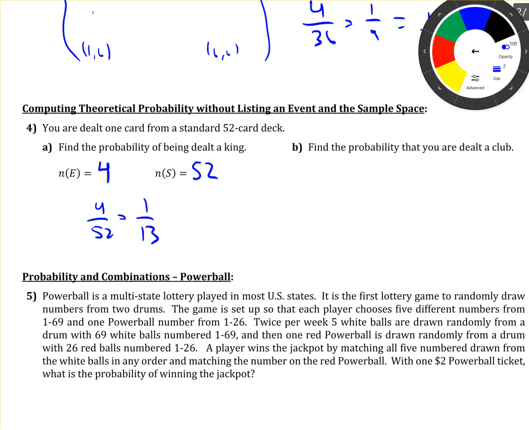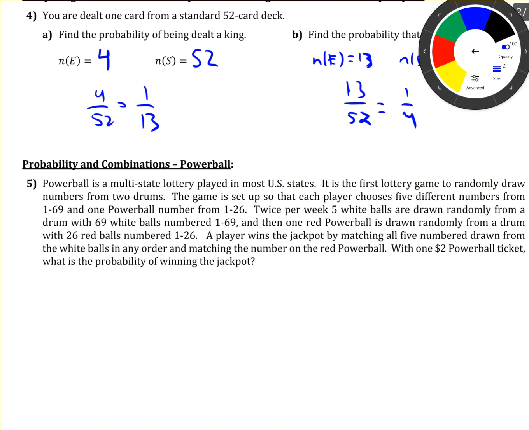Find the probability you are dealt a club. So in this case, the number of clubs is 13. The number of cards is still 52. So I get 13 over 52, which is 1/4. Otherwise, you could say, well, there are 4 suits. They're all equally likely, so it's 1 out of 4. Both of those explanations work.